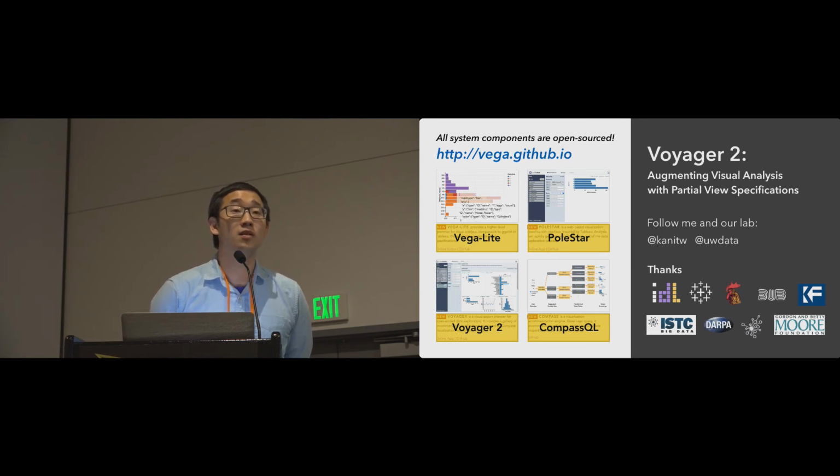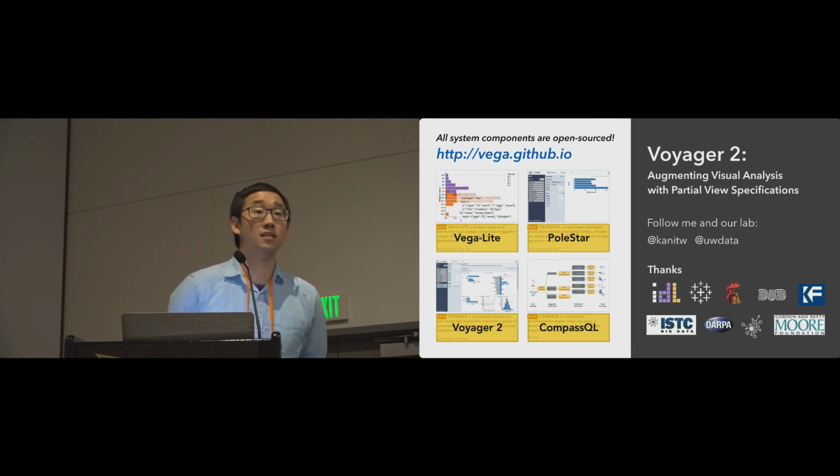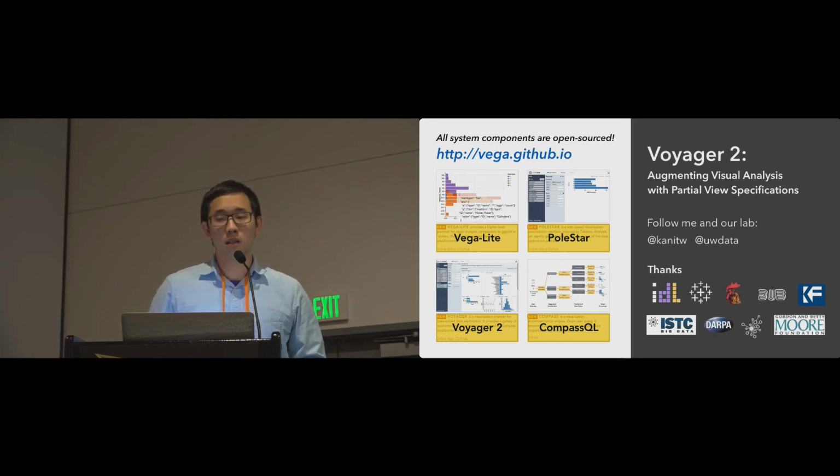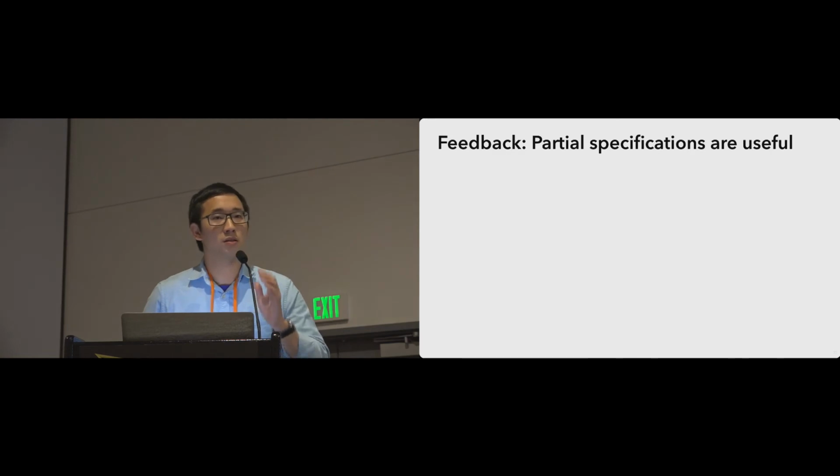This tool looks great. If I understand your results correctly, I think you were saying that Voyager 2 is better for pure exploration where you don't really know what type of visualization, what set of attributes you want to visualize in advance, whereas the Polestar approach was better if you know in advance what attributes you want to visualize. Is that correct? So are you saying Voyager 2 is better for one task and Polestar better for another? That's the way I understood it.